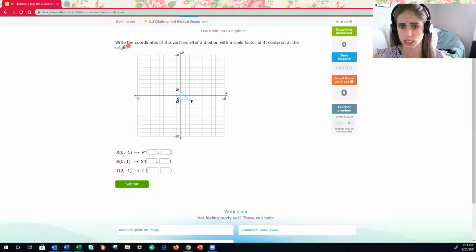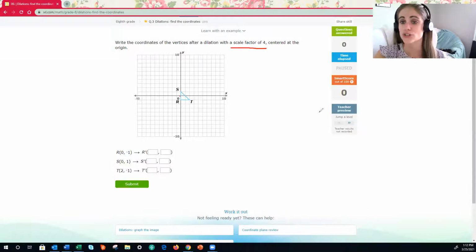If we read the directions here, it says write the coordinates of the vertices after a dilation with a scale factor of 4, and it is centered at the origin. Those are my favorite kinds because they're the easiest. So my scale factor of 4 identifies that it is going to be growing by 4 units. And because it's centered around the origin, at (0, 0), we don't have any extra steps, because it's growing around the center of our graph.